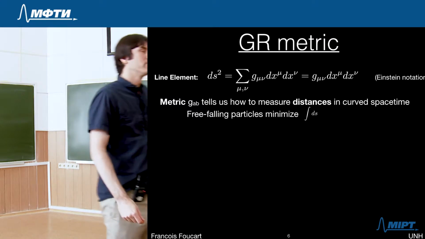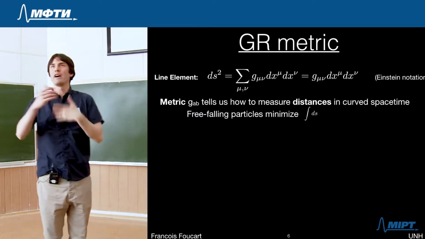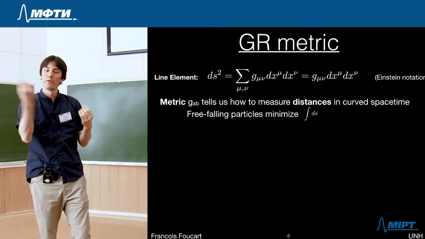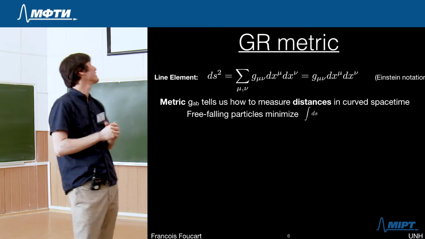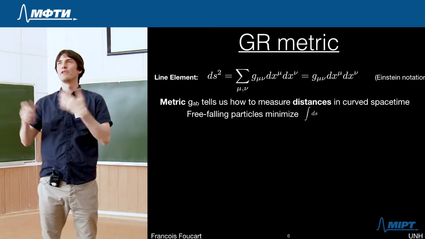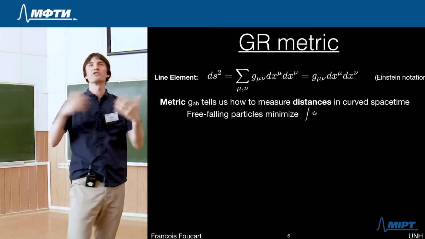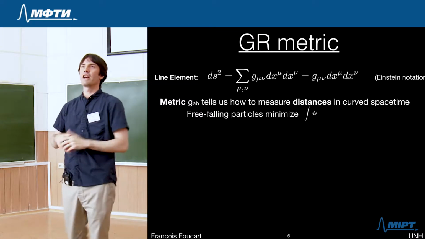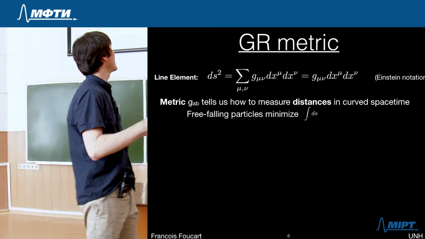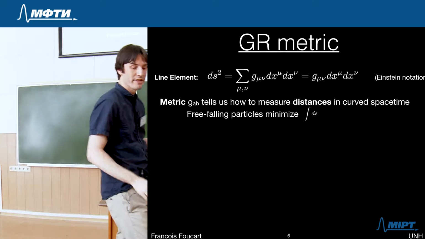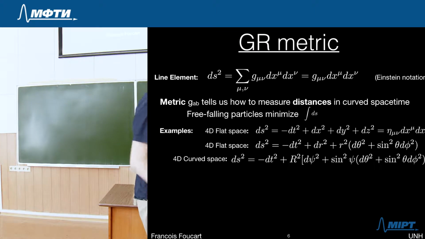And the integral of that line element over the path of an object is what we are actually minimizing or extremizing when we say that free-falling objects follow the shortest path through curved space-time. It's actually taking the extremum of that integral. So it's in that sense that the objects are following the shortest path.